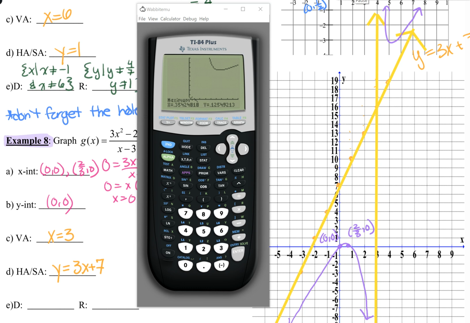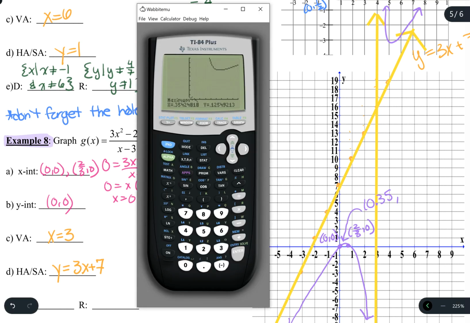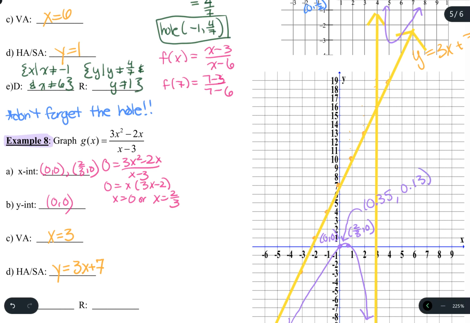And so now you're going to take this from your calculator and label it on your graph, so that our relative max, I'm going to put a little arrow, is 0.35 over, onto the nearest hundredth, that's fine. My y-coordinate was 0.13. And that's the relative max. We're going to need this so that we can find our range for our function.